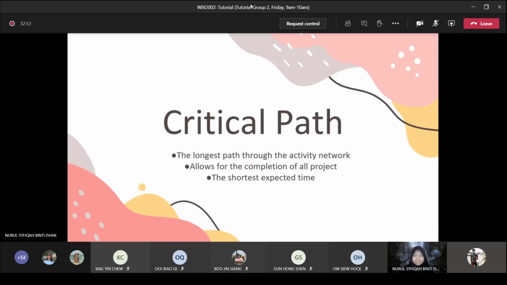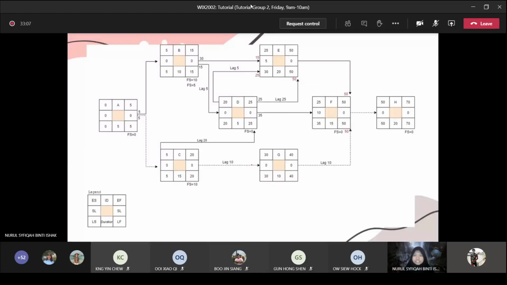Next we have to identify the critical path. The critical path is the longest path through the activity network, and it gives the shortest expected time for completion of the whole project. The critical path for this project is A, C, G, F, and H. The duration is 5 for A, plus C, 15, plus G, which is 10, plus the lag of 10. Then for F, this is a start to finish, so we don't calculate the duration for it, so F is 0, and then H is 20. So we get 5, 20, 30, 40, 50, 70. So the critical path is A, C, G, F, and H.